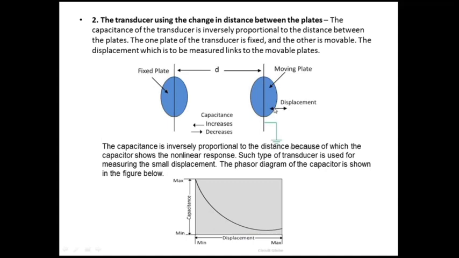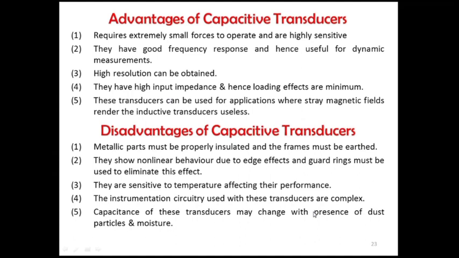In this graph it is clearly indicated that the capacitance value decreases while the displacement value increases. Okay. Now the advantages of the capacitive transducer. It requires extremely small forces to operate and has high sensitivity. They have good frequency response, high resolution, high input impedance, and a number of applications. And the disadvantages of the capacitive transducer: the metallic plate must be properly insulated and the frame must be earthed.